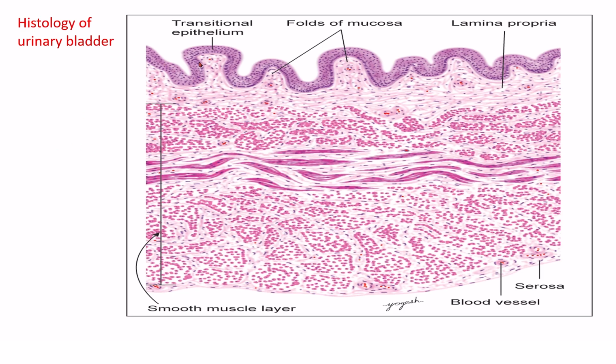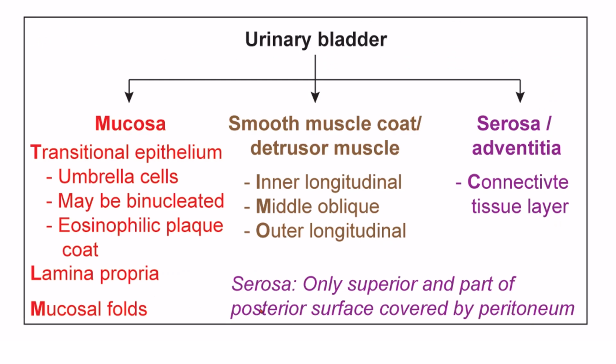You can see this is the transitional epithelium. You can see this is the lamina propria, the inner longitudinal, outer longitudinal and middle oblique layer, and you can see the serosa with blood vessels. So mucosa: transitional epithelium with umbrella cells, binucleated, eosinophilic plaque coat, lamina propria, and mucosal folds. Smooth muscle: inner longitudinal, middle oblique, and outer longitudinal. Serosa covers only the superior and posterior surface.